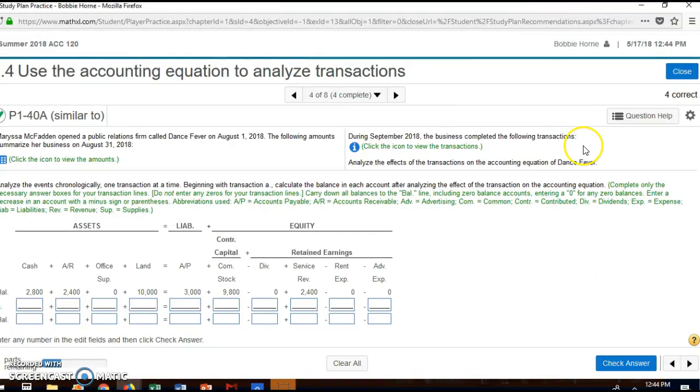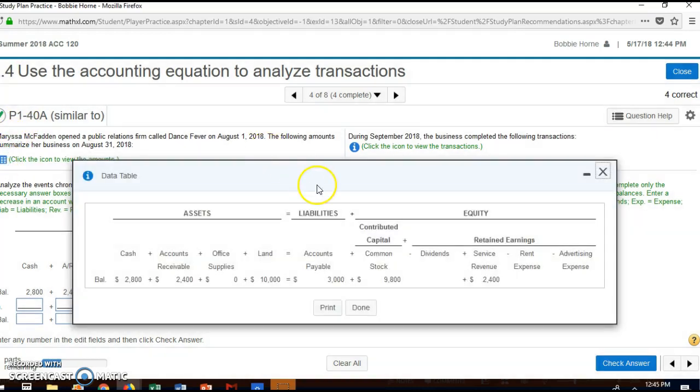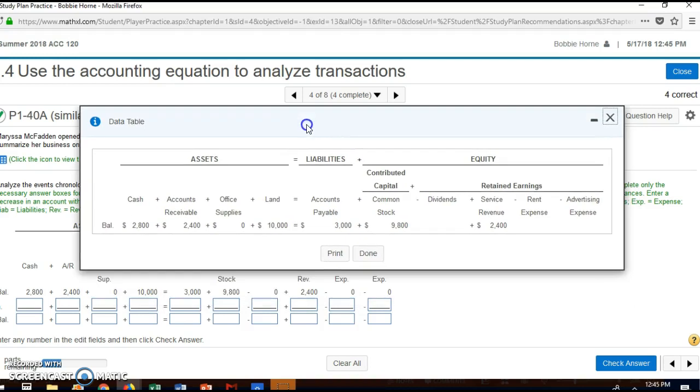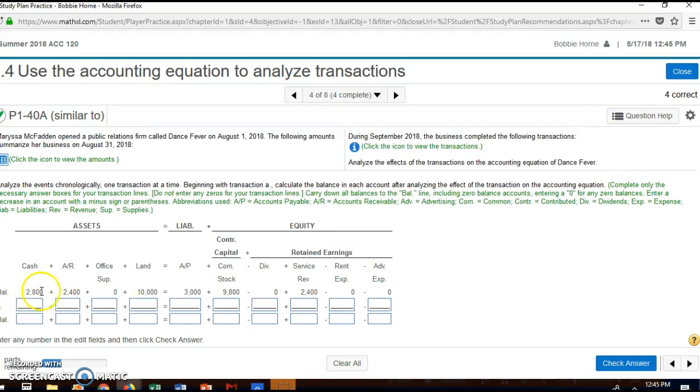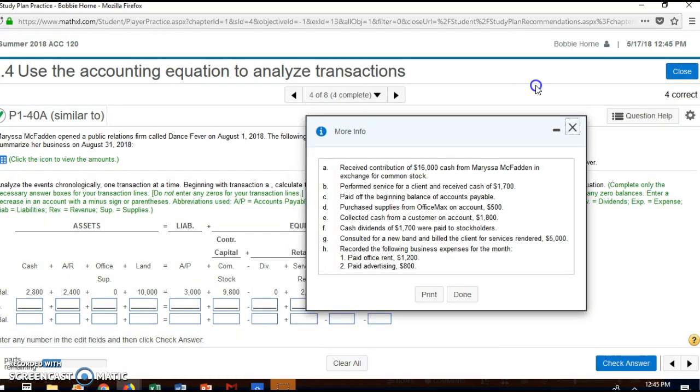Okay, I wanted to go over an analyzing transactions problem just with you to make sure that you understand it in case you need something to go by. So in this problem, we already have balances. In some problems on your homework, you may not have existing balances, but here we do. So to look at your transactions, click on I.